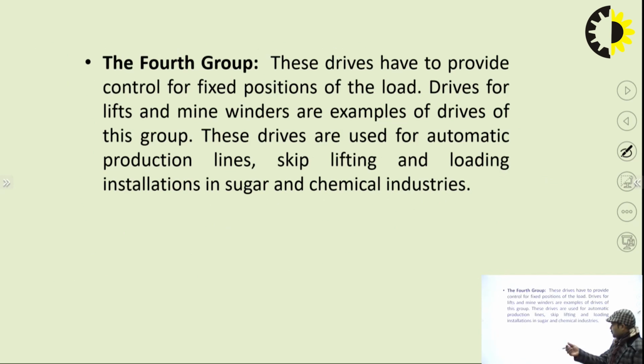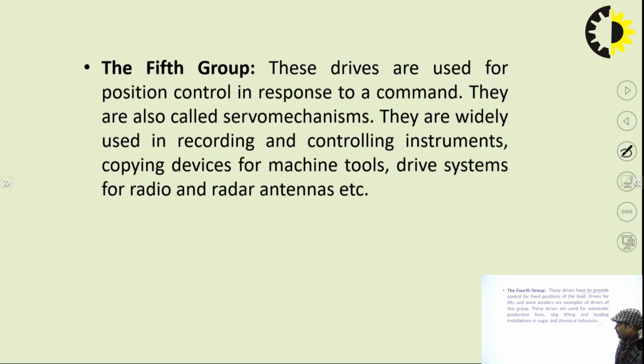In the fourth group, these drives have to provide control for a fixed position of the load. Drives for lifts and mine winders are examples of drives of this group. These drives are used for automatic production lines, skip lifting and loading installations in sugar and chemical industries. So this is the fourth group.